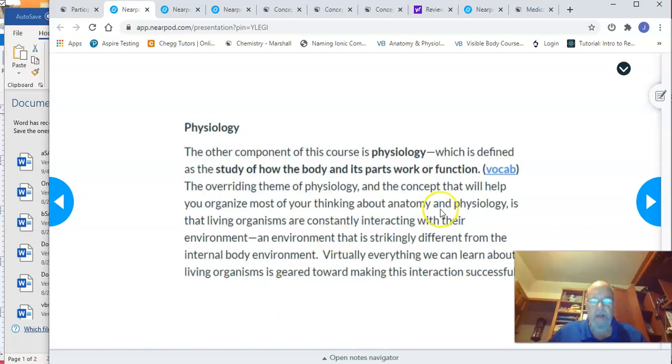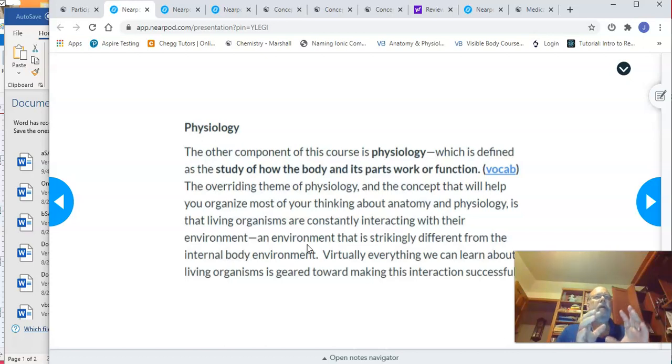And remember that to store vocabulary words, if you click on this, that'll take you to the vocab page, and you can record the definitions that you need in that spot. The overriding theme of physiology and the concept that will help us organize most of our thinking about anatomy and physiology is that living organisms are constantly interacting with their environment.